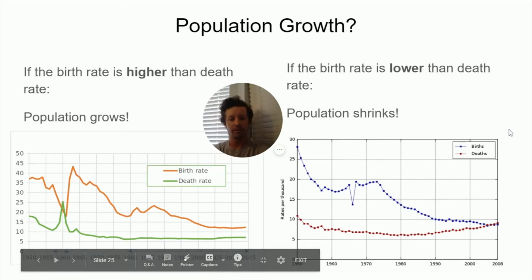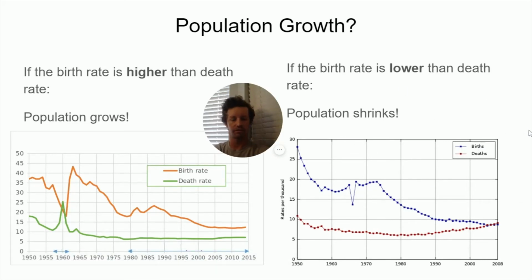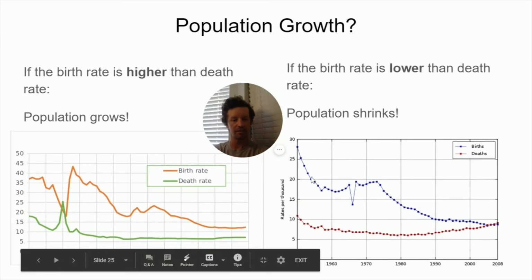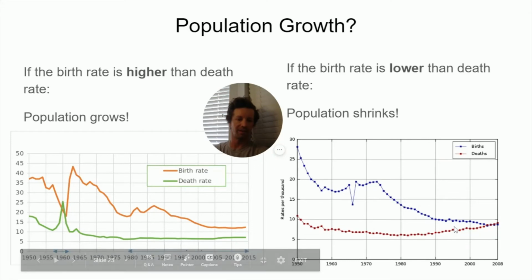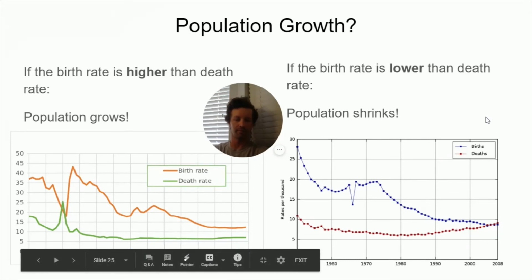Here's a different one over here. What you're going to notice is you have a population, your birth line dropping rapidly, which means we're still having population growth because there's a difference between those two lines. So the population is still growing. There was a weird drop right there. Population is still growing. And now over here we see the population is going to be shrinking because our death rate is higher than our birth rate.